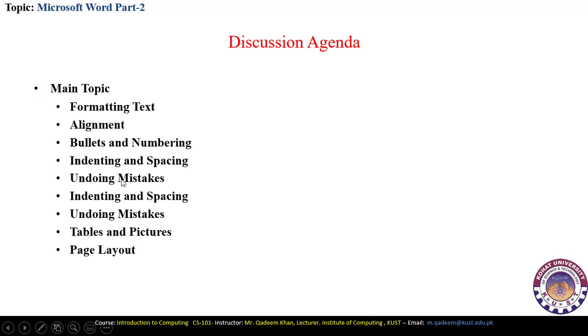Whenever a typist makes certain mistakes in Microsoft Word, then the undoing option is available, in which you can recover the mistakes. Also, there are the indentation and spacing concepts in paragraphs, and that is an important functionality. Also, we can undo certain mistakes as well, that is undo and redo. And tables and pictures, this is a very important part, that is how we can insert tables and pictures in our document.